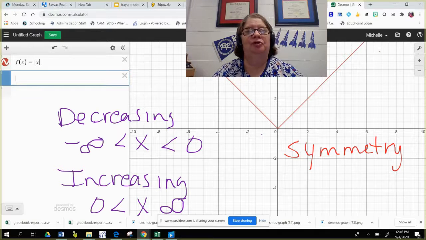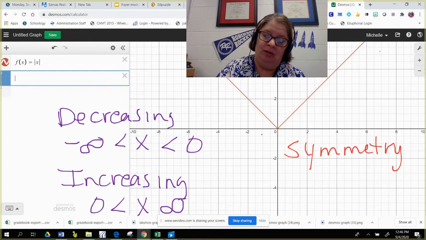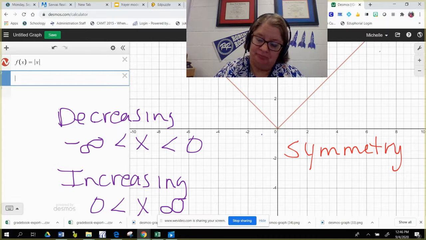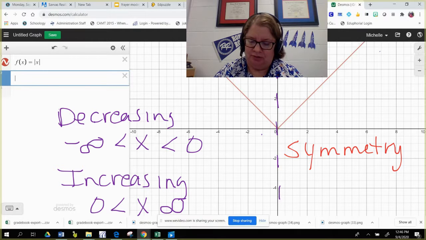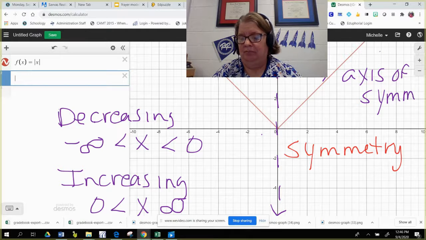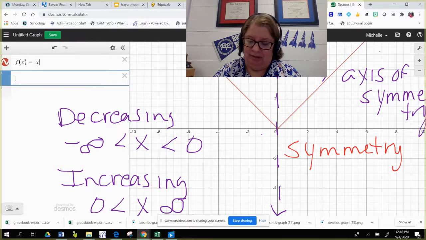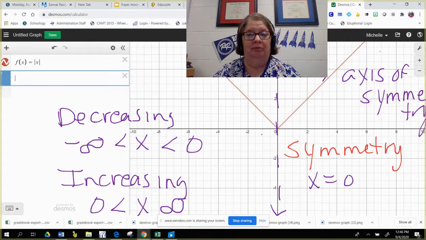Is there a line of symmetry, a line that divides this graph into two identical parts? There is a line that divides this into two identical parts. And that line is this y-axis. That is your line of symmetry. That's called an axis of symmetry. The equation for that line is x equals 0.